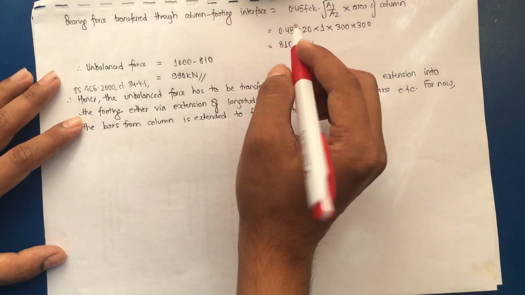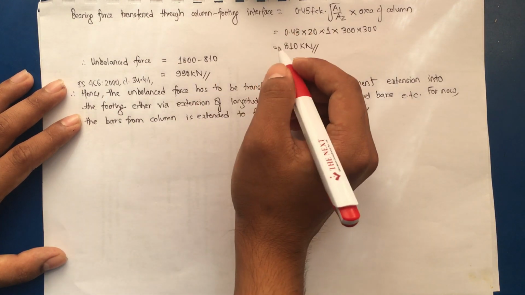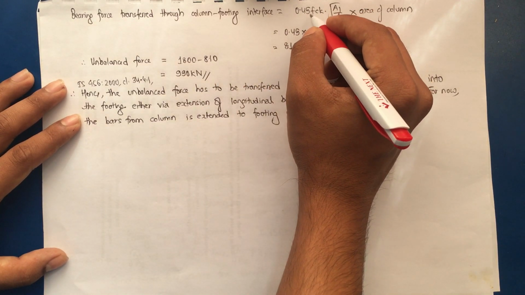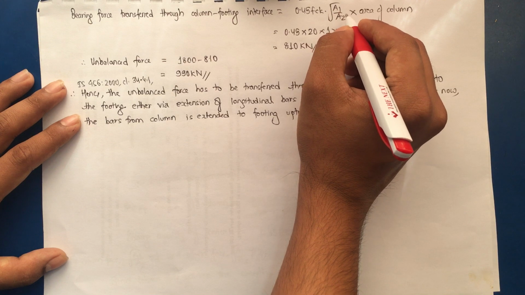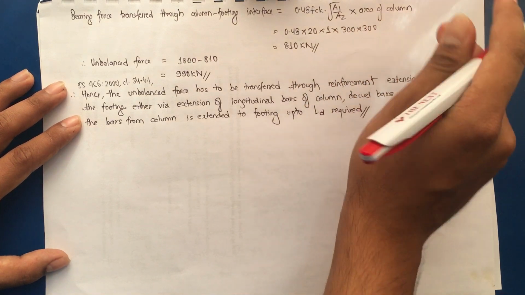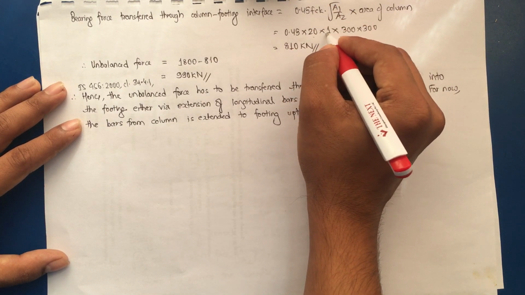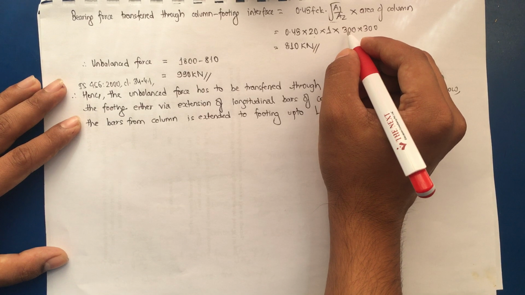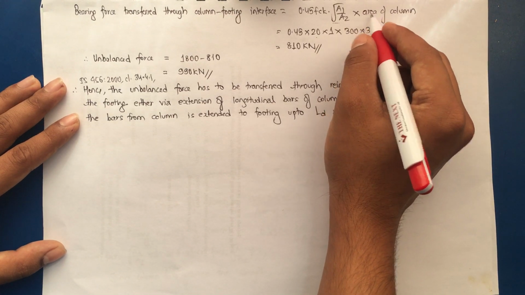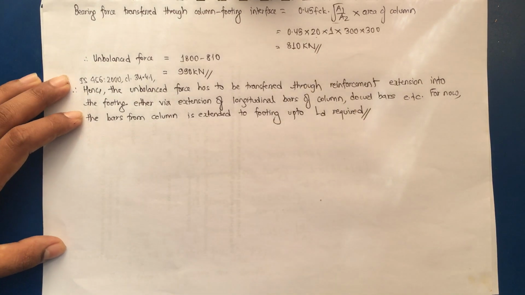Now we'll calculate the force that will be transferred through the bearing, that is the column and footing interface. That will be equal to 0.45 FCK under root A1 by A2 into the area of column or pedestal. So 0.45 into 20 into 1 for the column face into 300 into 300, that is the area of column base. So this comes as 810 kilonewton.